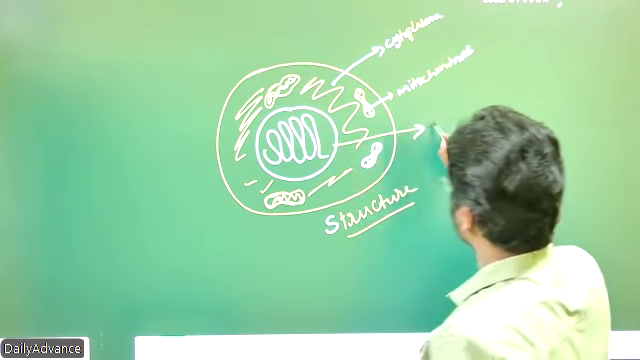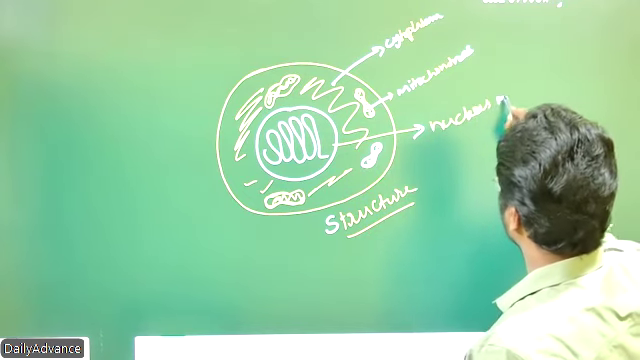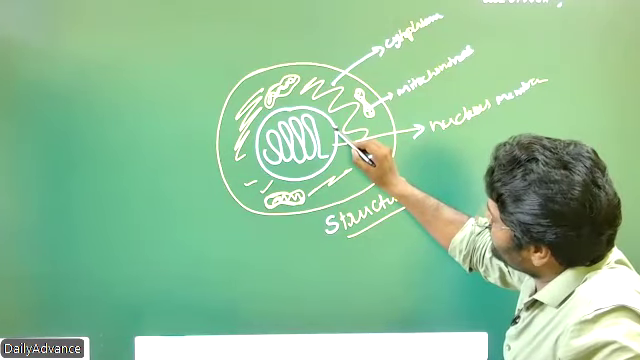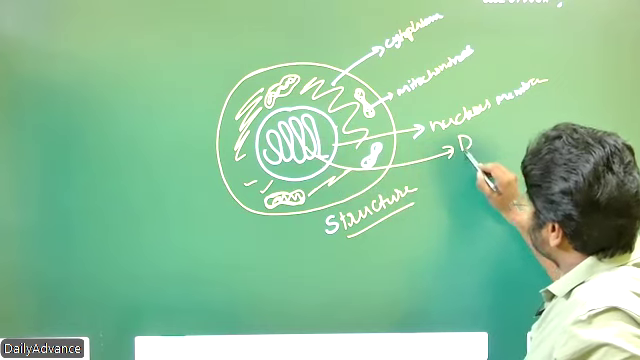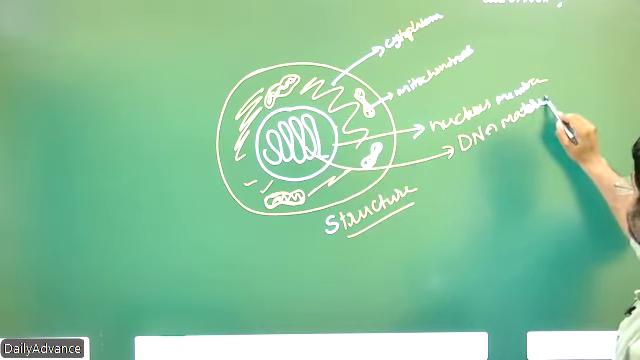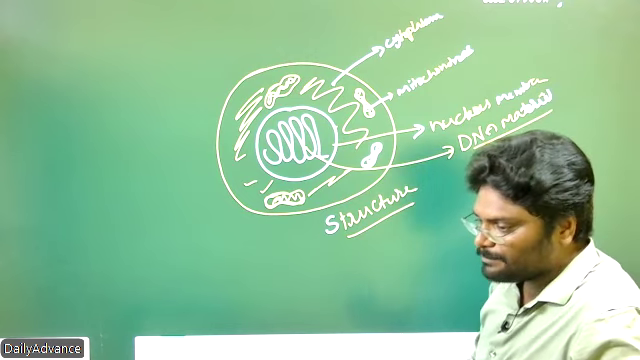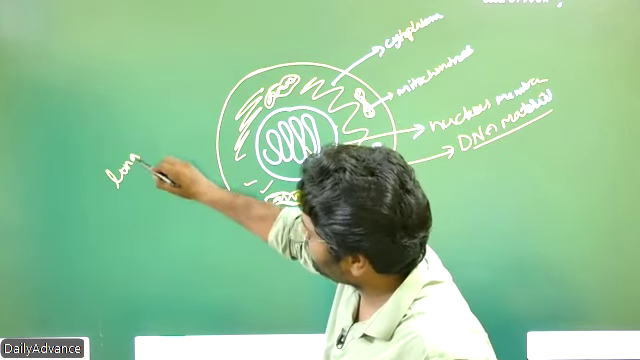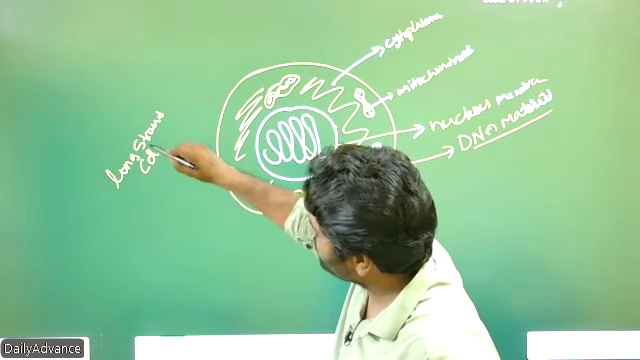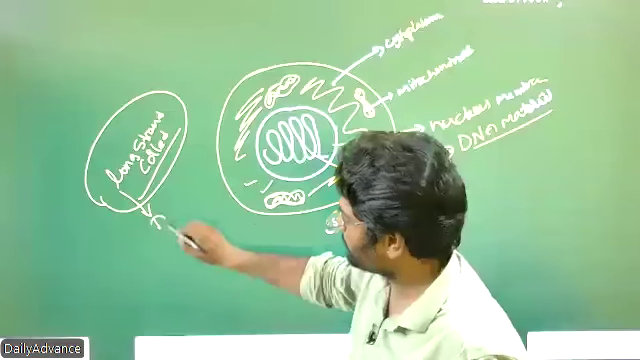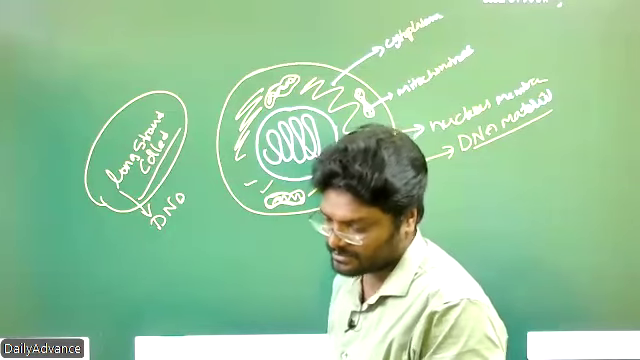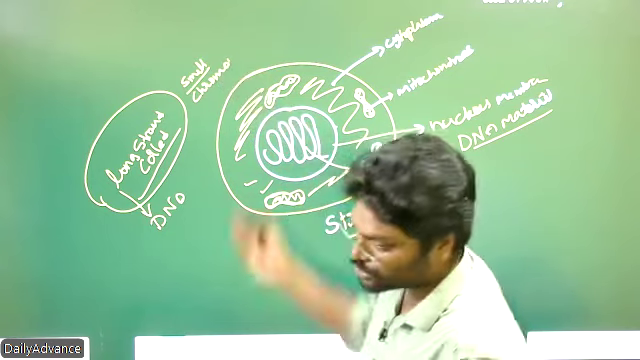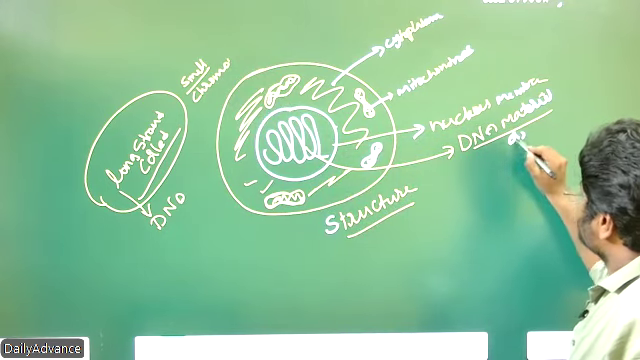So next, this is the nucleus membrane. Together we call it the nucleus, and a nucleus is surrounded by a nucleus membrane. This nucleus membrane keeps the DNA material inside. You should understand that the DNA material is a long strand without fragmentation. DNA is a long strand coiled densely. When this long coiled strand breaks into smaller pieces, we call them chromosomes. So chromosomes are nothing but fragmentations of DNA.